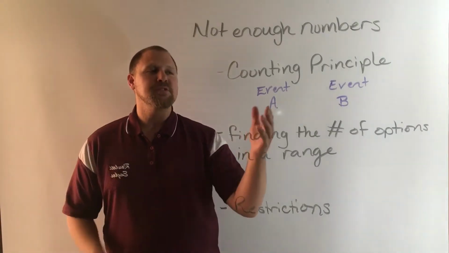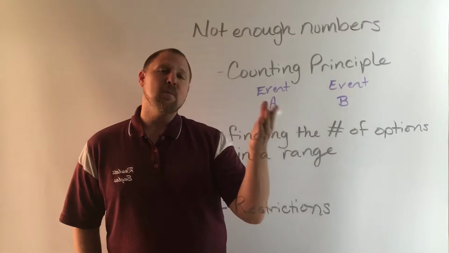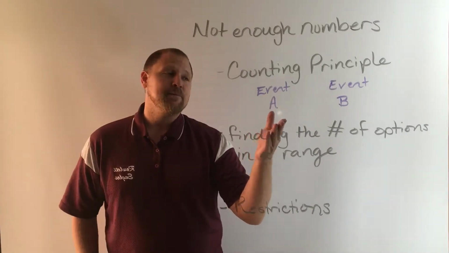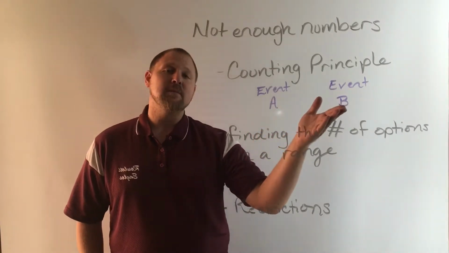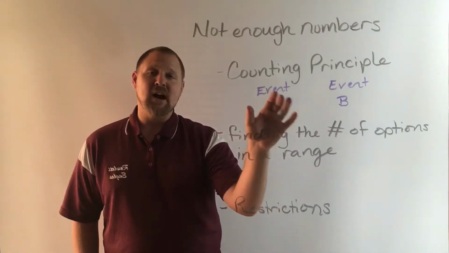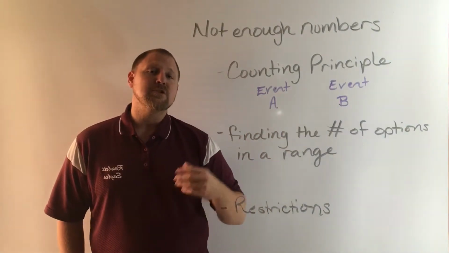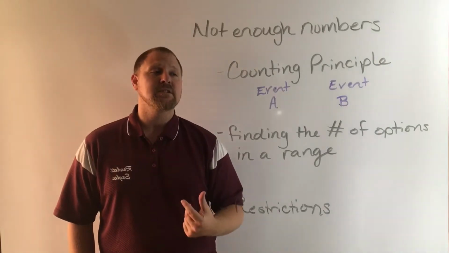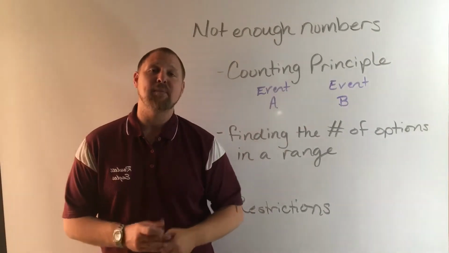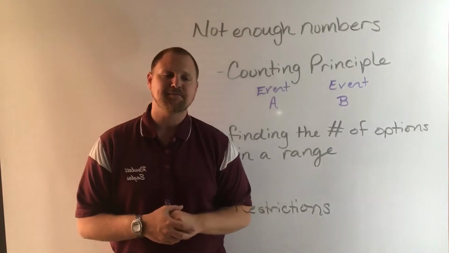The counting principle simply says that for the number of options in event A and the number of options in event B, you multiply the options for A times the options for B, and that gives you the total possible combinations of those two events happening one after the other.